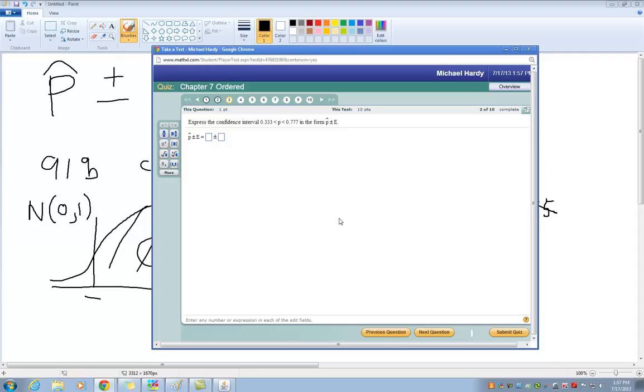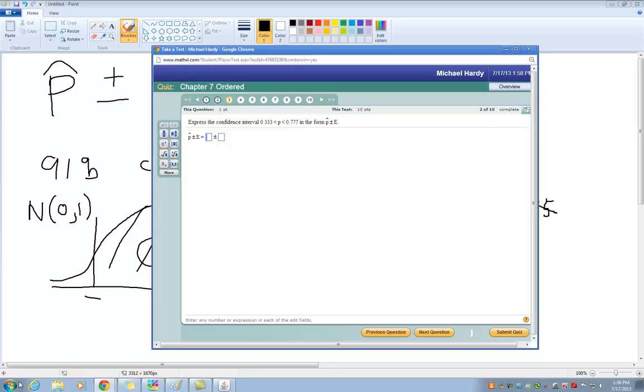Express this confidence interval in the form of p hat plus or minus a margin of error. So we think, okay, what's our p hat? Well, p hat by necessity lives right smack in the middle of the interval. So we go from 0.333 to 0.777. I can just visualize that it's got to be 0.555, halfway in between. If you don't want to visualize that, add these two up, 0.333 plus 0.777.